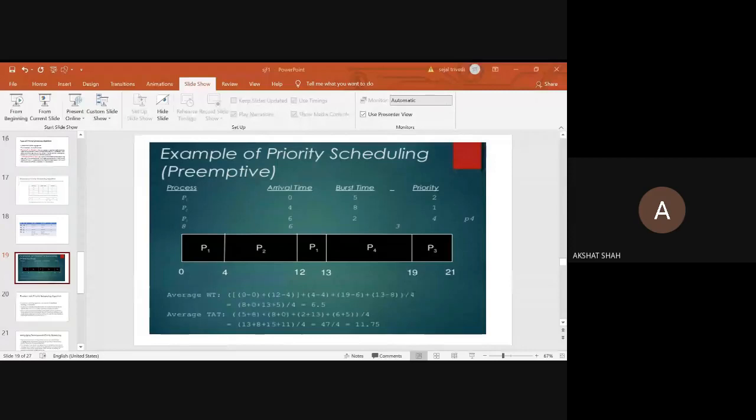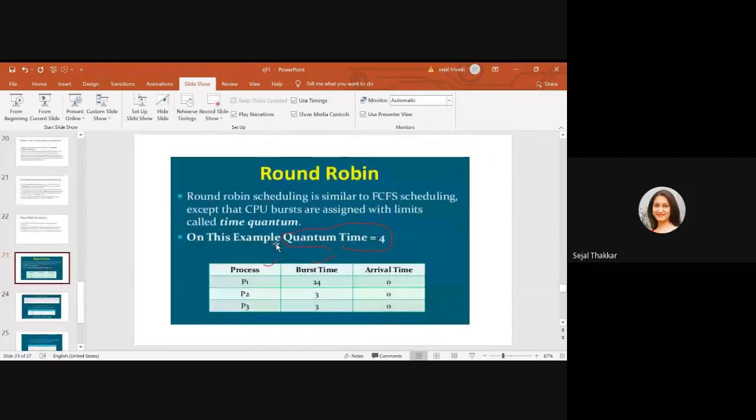Okay, can you change the slide? The screen has frozen. Pin my presentation. It is already pinned, ma'am. Round robin is not coming? No ma'am, it is fine. Okay, I will share again. I don't know why this is going to happen, ma'am.